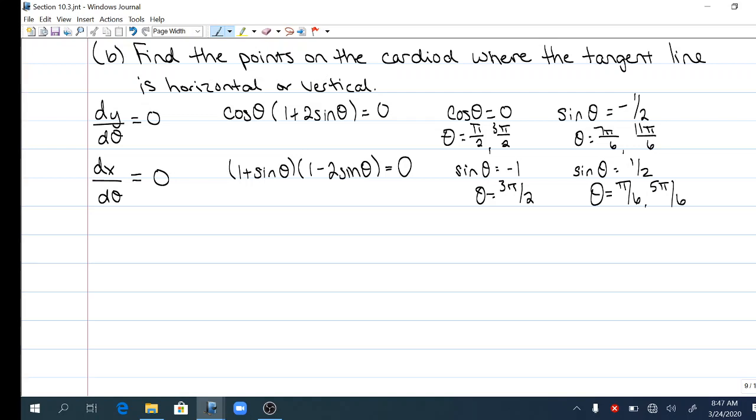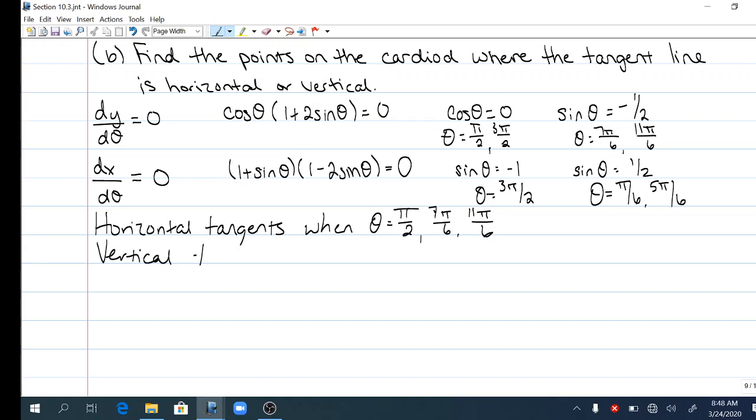So we know that immediately we have horizontal tangents when theta equals pi over 2, 7 pi over 6, and 11 pi over 6. Notice I didn't include 3 pi over 2 because it's in both sets, the numerator and denominator. We also have vertical tangents when theta equals pi over 6 and 5 pi over 6.